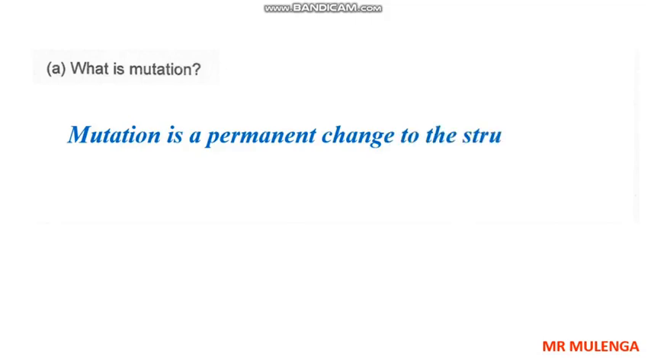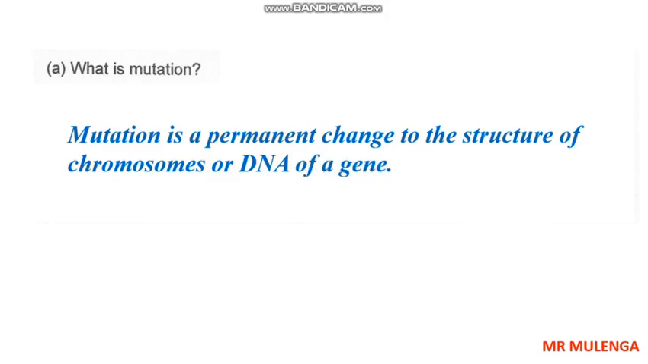So mutation is normally caused by physical environmental factors such as radioactive decay, ultraviolet radiation, and ionizing radiation such as X-rays, gamma rays, and alpha particles. It can also be caused by radioactive chemicals. So we have said mutation is a permanent change to the structure of chromosomes or DNA of a gene. So that was the answer for our question A.